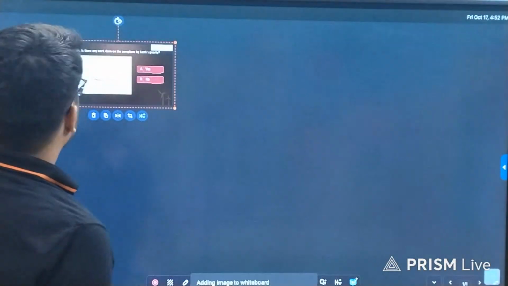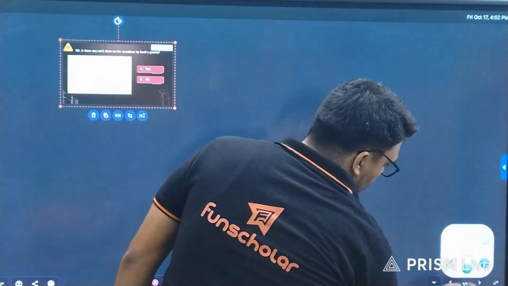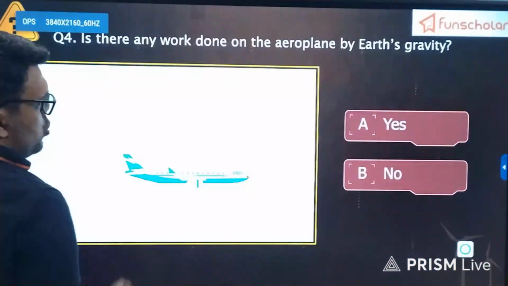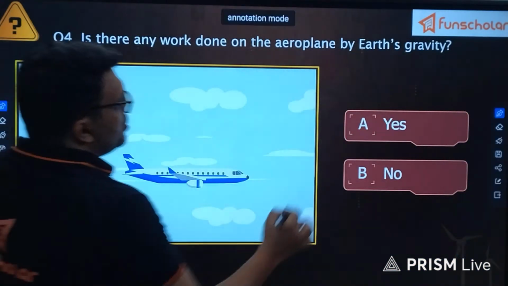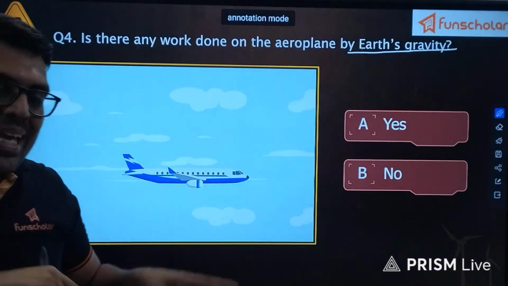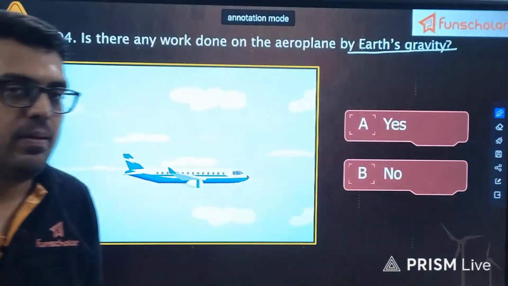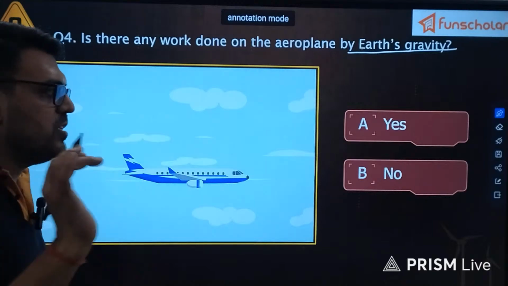Now, wait a second. There is a glitch here. So we will go back to our panel. So the question is, what is the work done by gravity? It has been clearly mentioned. You have to calculate the work done. Work done not by the plane itself, work done by gravity. Do nothing. Just try to find out the force, the displacement.